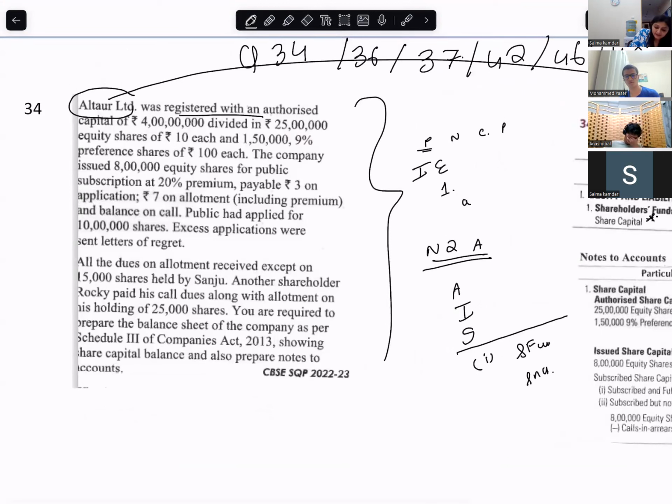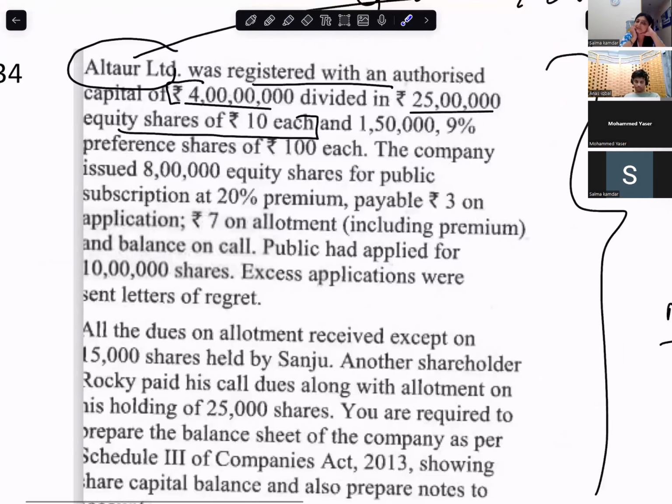It was registered with an authorized capital of 4 million divided into 25,000 equity shares of 10 each. Where will this go? This will go in authorized capital. What will you write in that? Equity share and preference share? No. There is a way to write. What will you write?